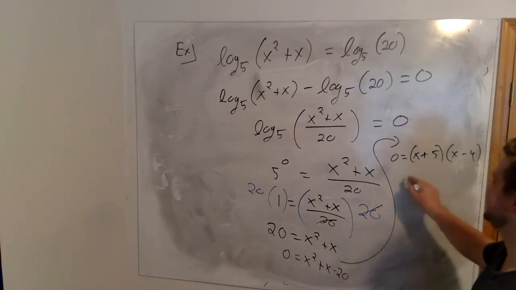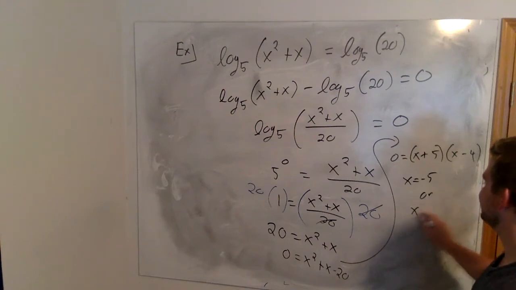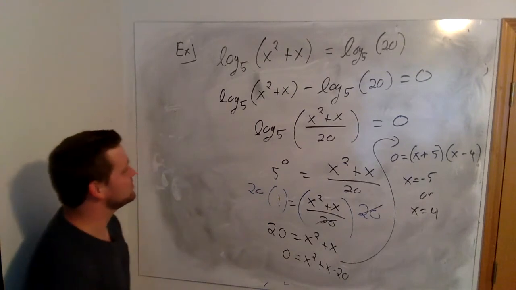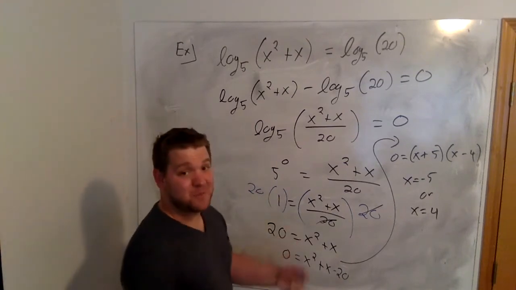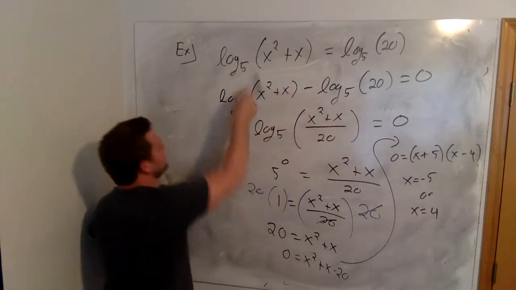So, this is saying that x could be equal to negative 5, or x could be equal to 4. Now we have to check whether these solutions work. We just have to make sure there's not a domain issue. If we plug in negative 5, what are we going to get?